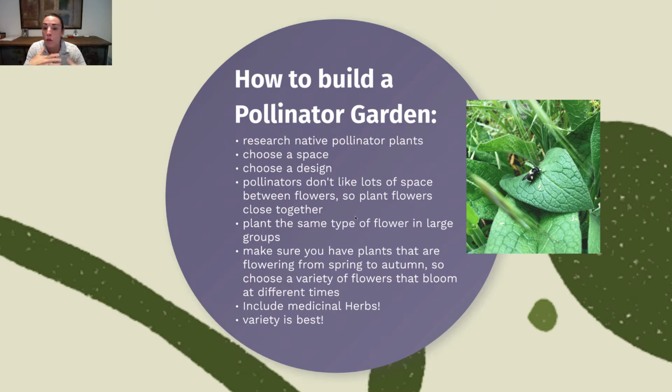And pollinators don't like lots of space between the flowers, so you actually want to place the flowers really close to each other. You want them to be able to hop from plant to plant very easily. They like that. So if a lot of flowers are concentrated together, they like that. You also want to plant the same type of flower in large groups.